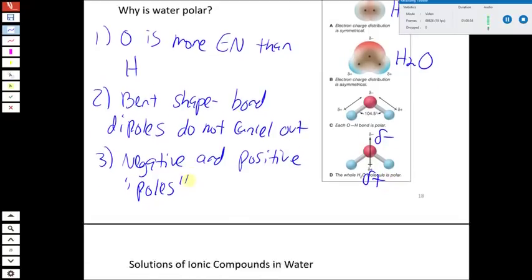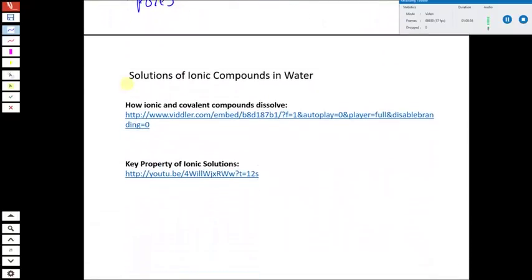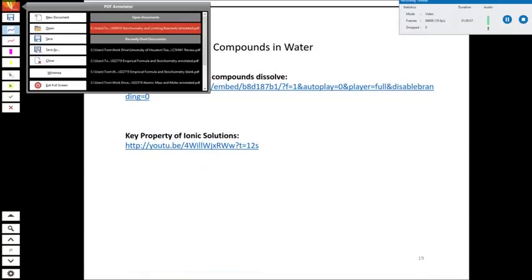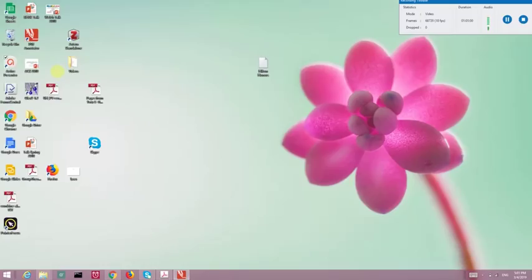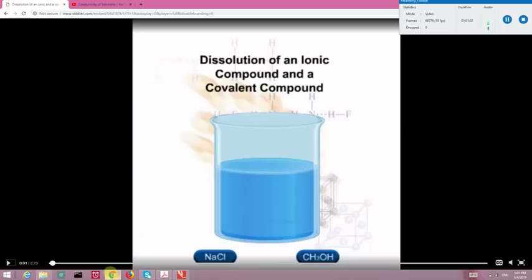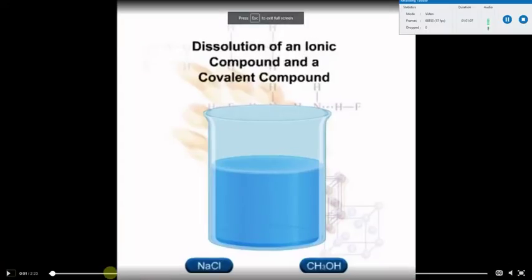Okay, so let's take a look at how that works. I have a video here that is going to show us what happens when something dissolves in water. All right, so here we go. I don't know if I can enlarge. I guess I can full screen that, but it doesn't change much.